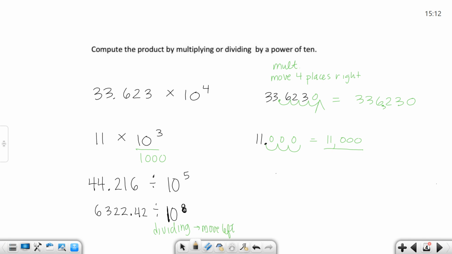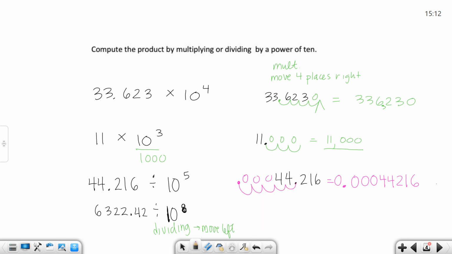So here's our next one, 44.216. I'm going to move it 5 places to the left. 1, 2, 3, 4, 5. Okay, so that's where your new decimal goes, and then all the way you just put zeros. So this is going to be 0.00044216. You can put a 0 out front as a placeholder to represent that it doesn't have any units.